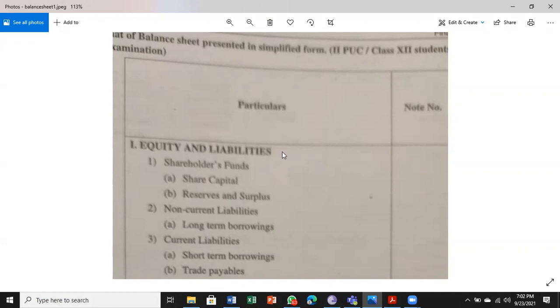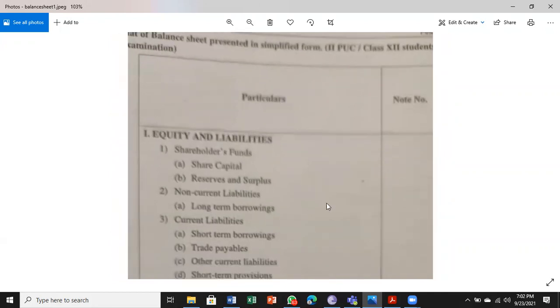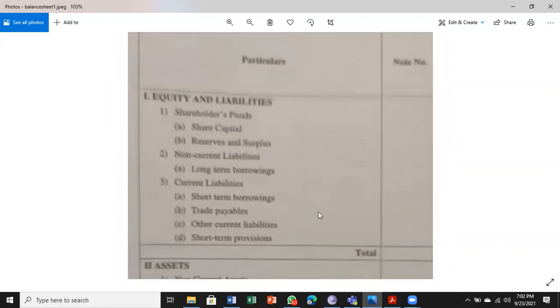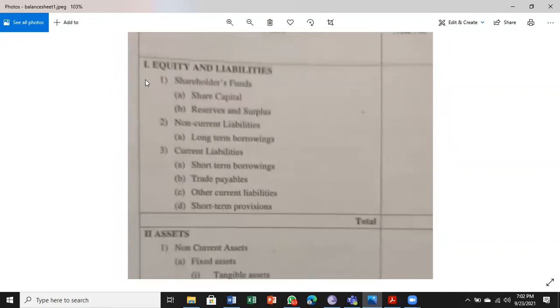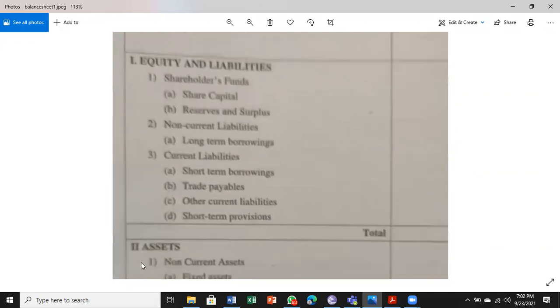So here 3 columns will be there usually: particulars, note number, and the amount, which you cannot see in this. While working the problem, you will be able to see. The first part, you can see here the heading as equity and liabilities. The second part is called as assets. So first, let me get into the equity and liabilities. I'll explain the various headings.